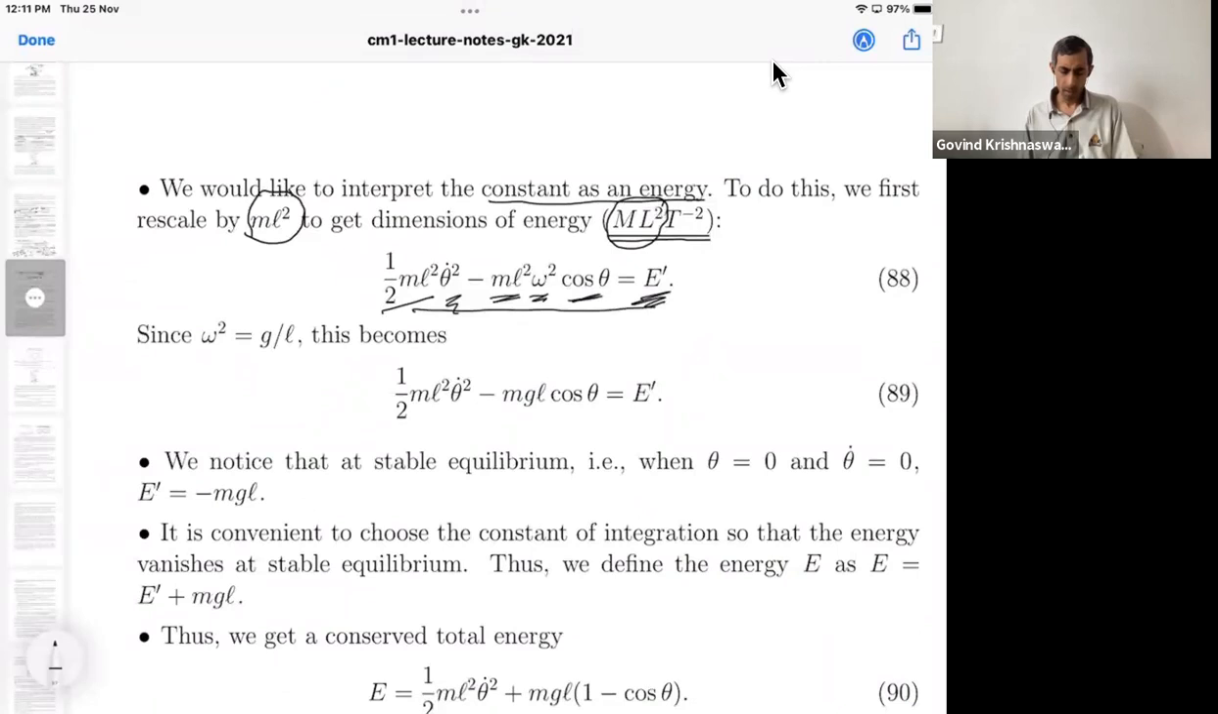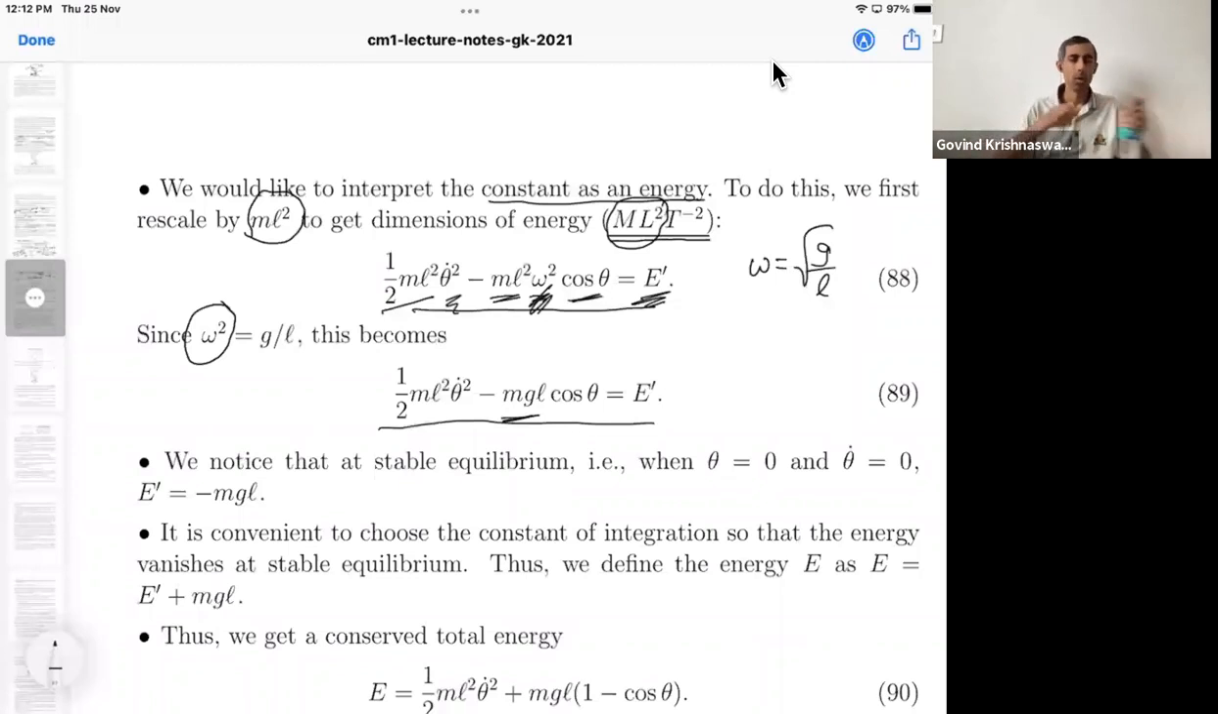We can rewrite it in terms of our angular frequency omega. Recall that omega was the square root of g upon L. So we can get rid of this omega. The L will cancel here, so you'll get mgl here. So E prime can also be written as half ml squared theta dot squared minus mgl cosine theta.